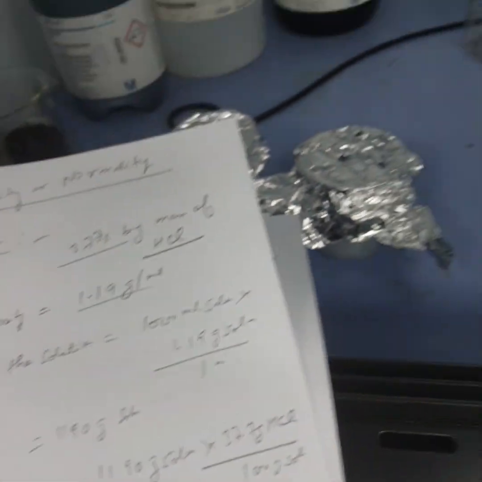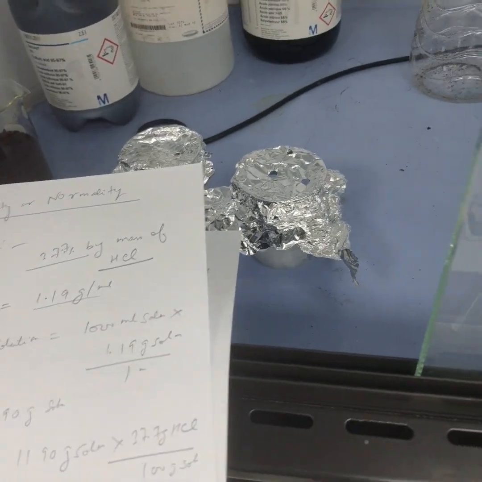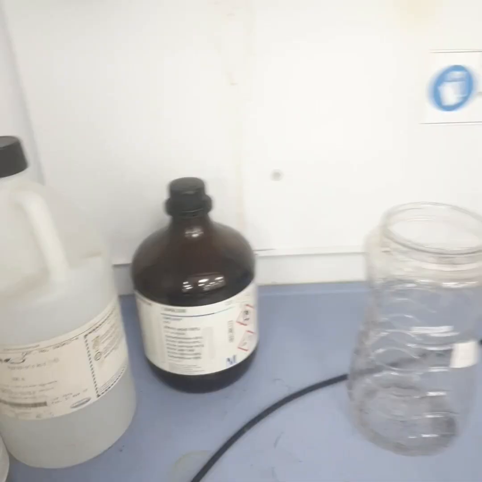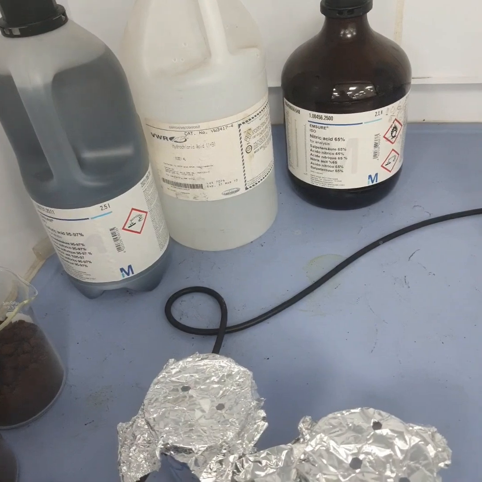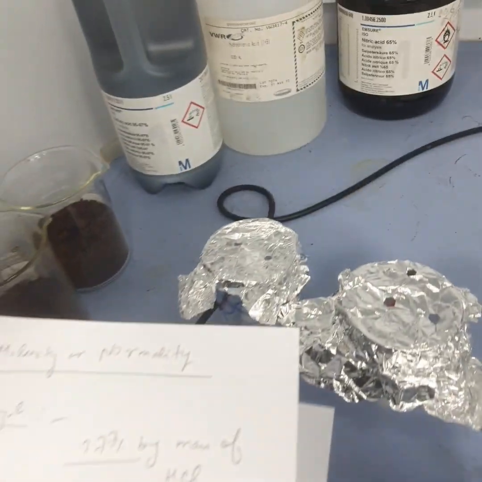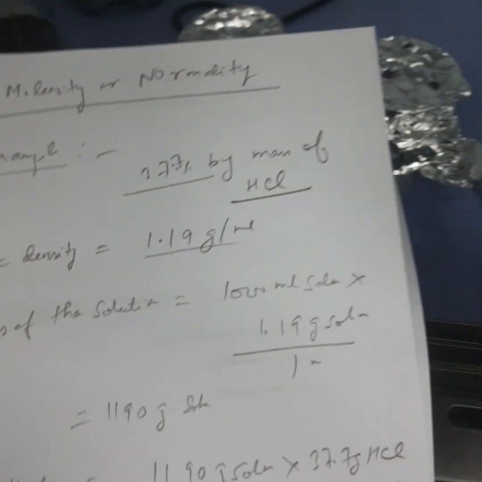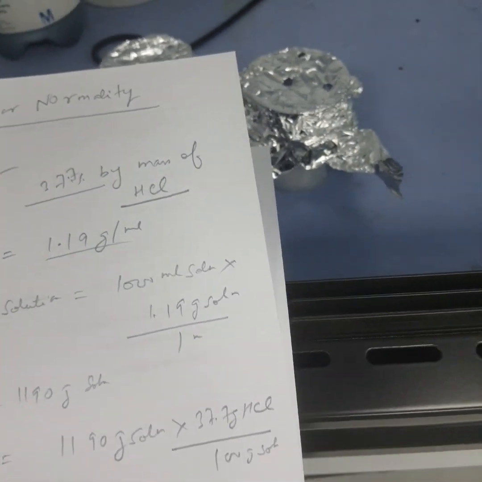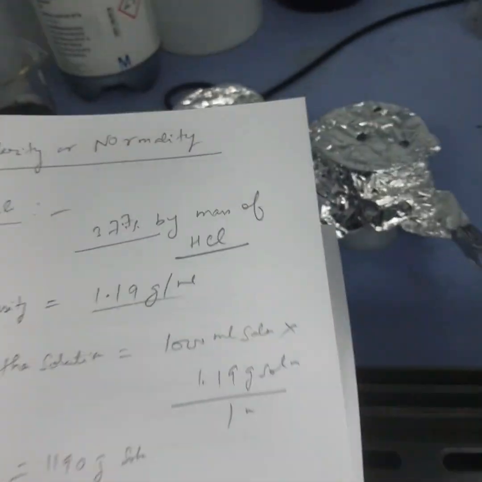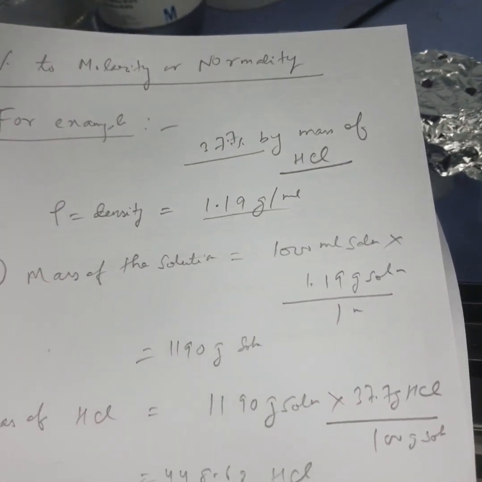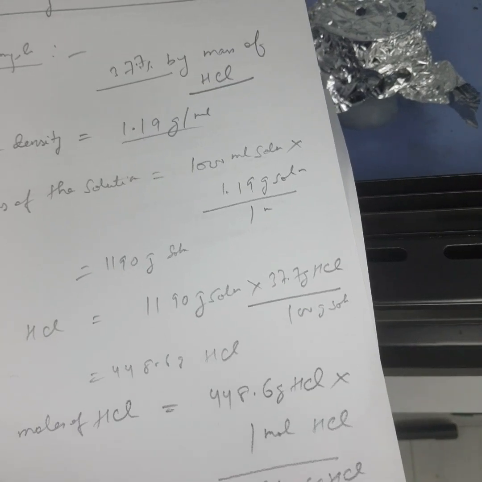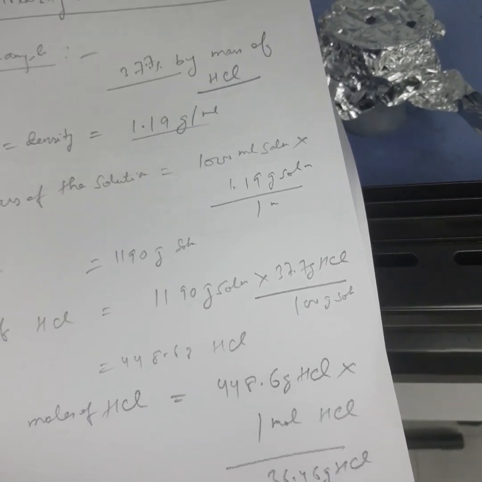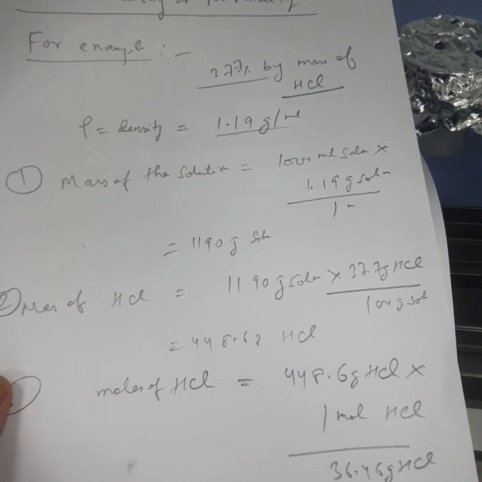Now for example, this is the 37.7% pure acid. In that case, first of all, we have to calculate the molarity of the acid, whether this is sulfuric acid or nitric acid. So we must know the purity of the acid. This acid is around 37.7% pure, and the density here you can see is 1.19 gram per ml. First of all, we will calculate the mass of the solution. The mass of the solution is equal to 1000 ml of the solution times 1.19 gram, which is the density. So this is 1190 gram of the solution.